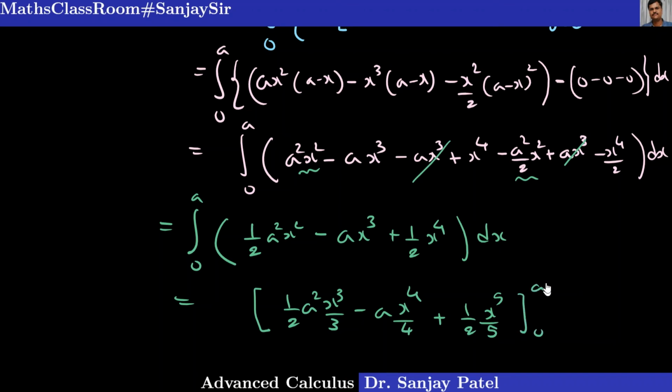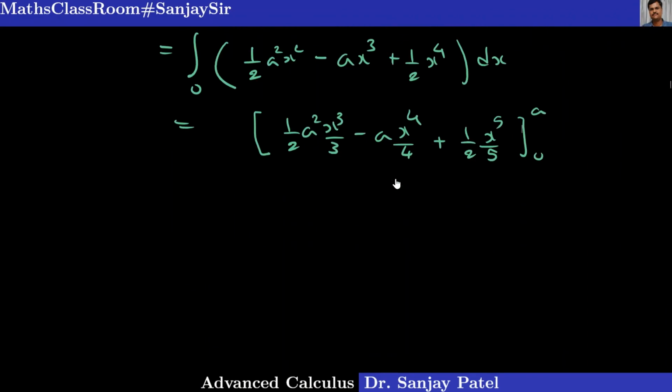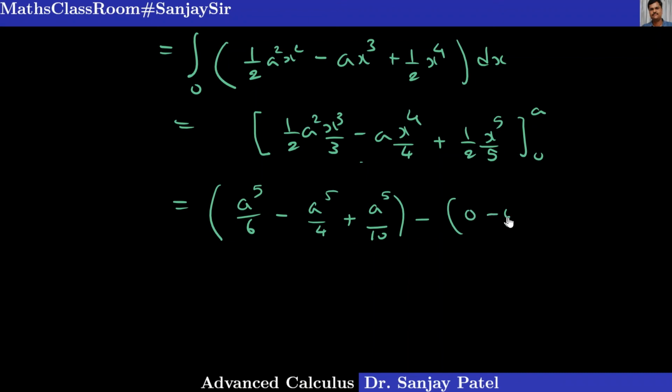Just putting the values of these limits of integration, which are the limits of x only. First we put x equal to a. So what we will get is, putting x equal to a, this is a cube, this is a square, so a raised to 5 by 6 minus, putting x equal to a, a raised to 5 by 4 plus a raised to 5 by 10, and minus everywhere x is there, putting x equal to 0, all terms are 0. So we are getting this as our final answer.